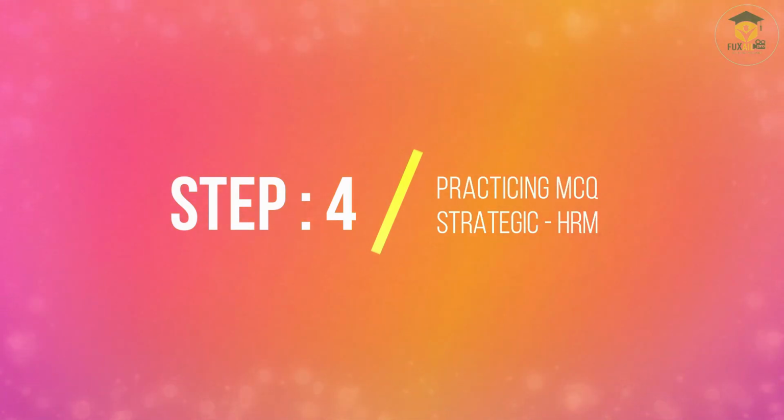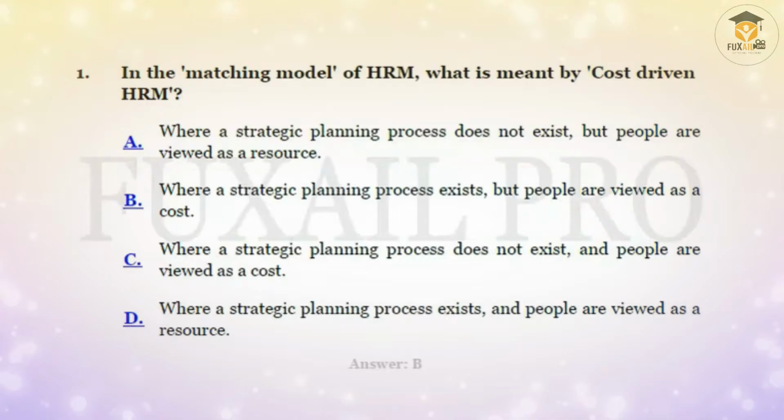Step 4. Practicing MCQs of S-HRM. 1. In the matching model of HRM, what is meant by cost-driven HRM? A. Where a strategic planning process does not exist, but people are viewed as a resource. B. Where a strategic planning process exists, but people are viewed as a cost. C. Where a strategic planning process does not exist, and people are viewed as a cost. D. Where a strategic planning process exists, and people are viewed as a resource.